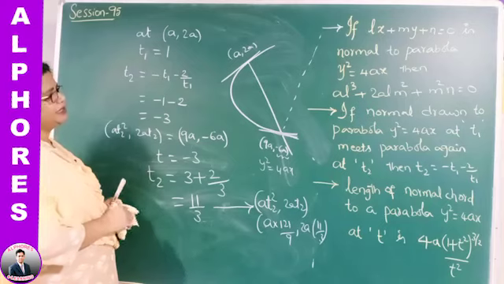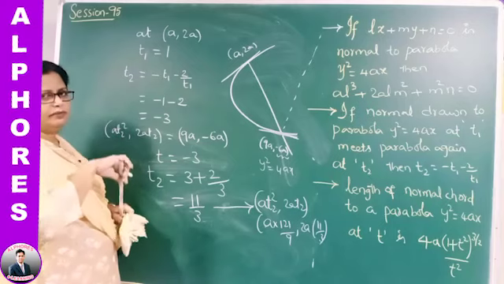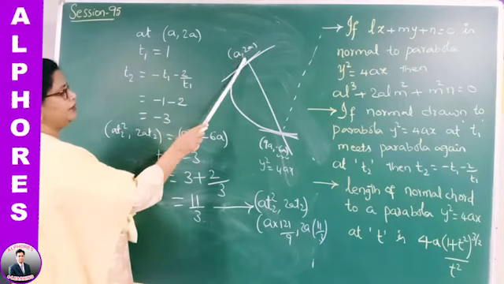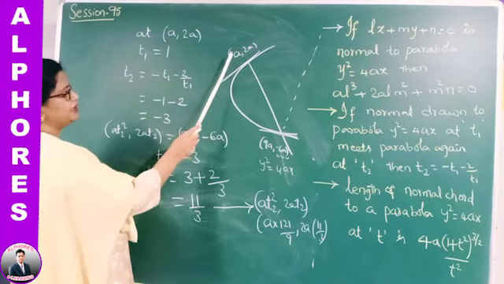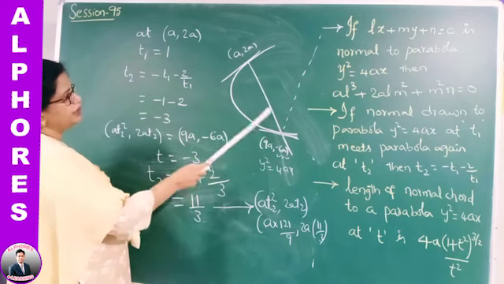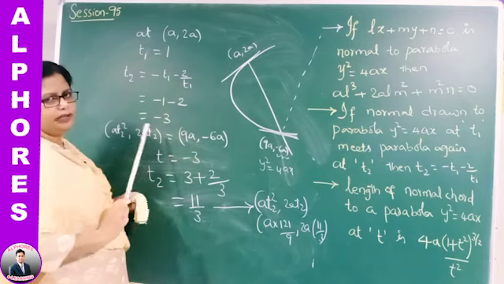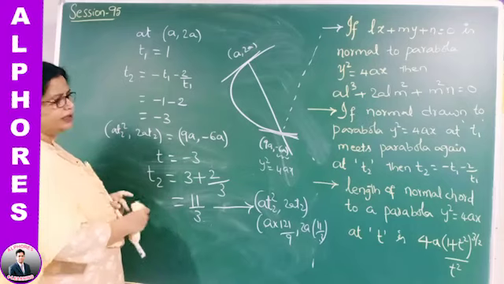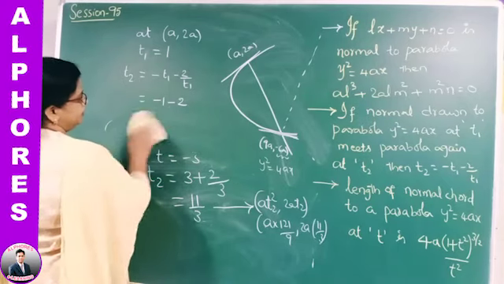So clearly understand students, whenever a normal is drawn at one end of the latus rectum, or at any point t, if it meets the curve again at Q, the normal drawn at Q cannot pass through the same point P again, okay. So this is clear cut. Now what is our interesting point?